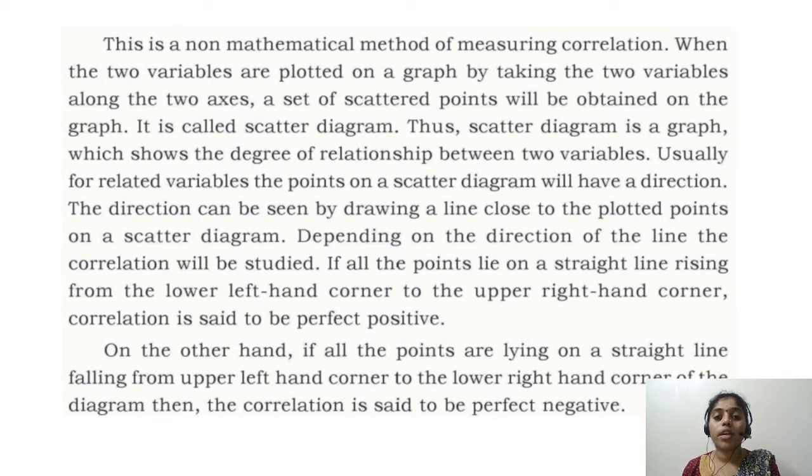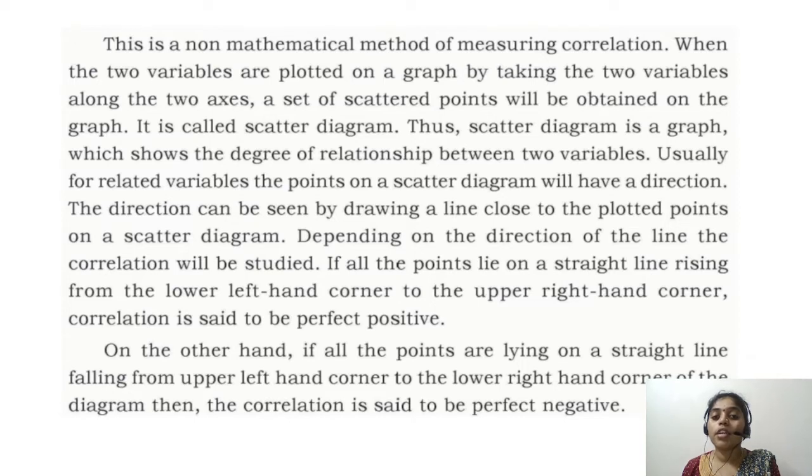This is a non-mathematical method of measuring the correlation. What is this non-mathematical method? Here we will not use any formula or any calculation to find the correlation between x and y variables, but we will take a graph. That means when two variables are plotted on a graph by taking the two variables along the two axes, x and y, a set of scattered points will be obtained on the graph. It is called the scatter diagram. So we will call this a non-mathematical method.